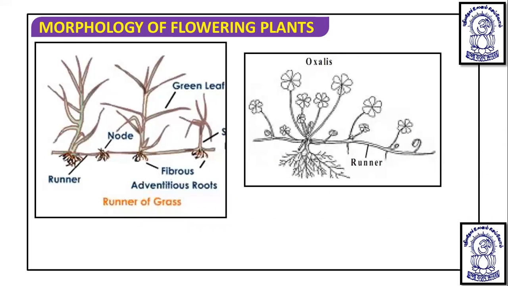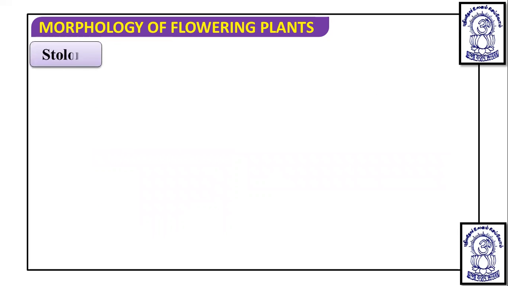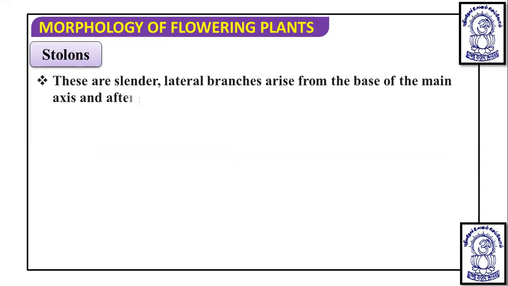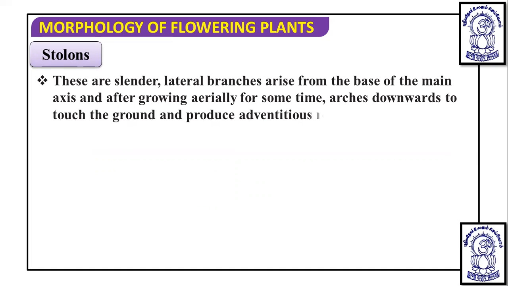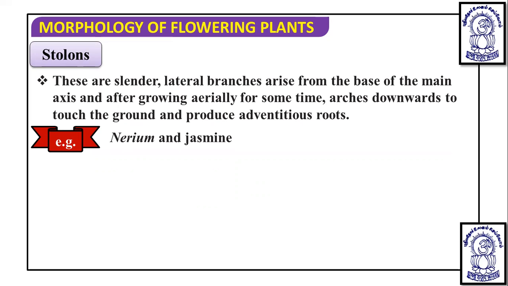So this is a runner of grass, you can see, and there is a runner of oxalis. The other one is stolon. Stolons are the slender lateral branches arising from the base of the main axis after growing aerially for some time. They arc downward to touch the ground and produce adventitious growth. Examples are nerium and jasmine.